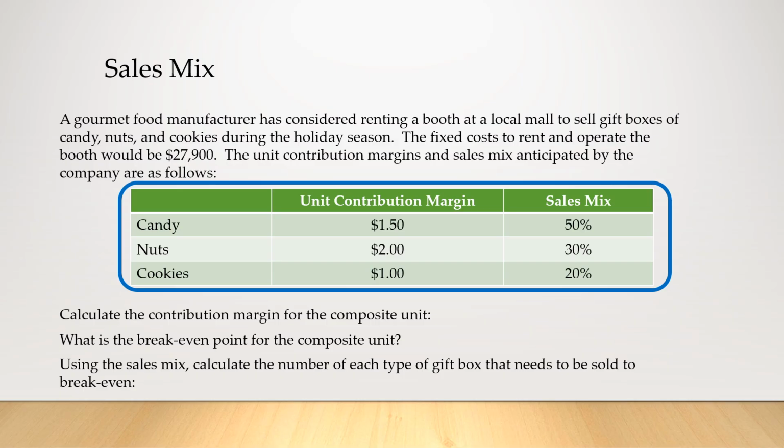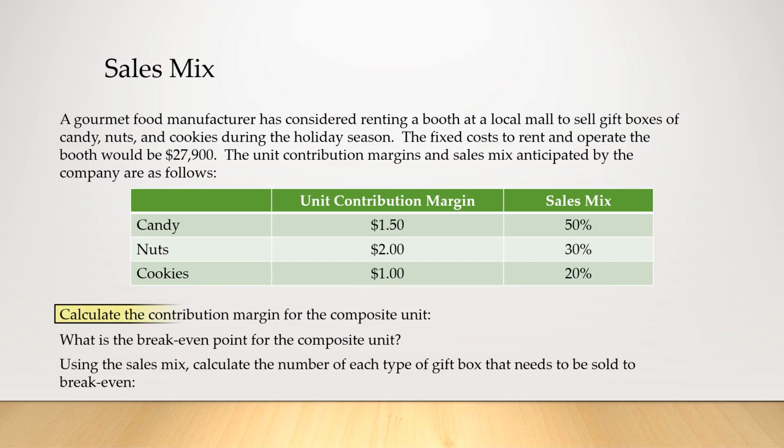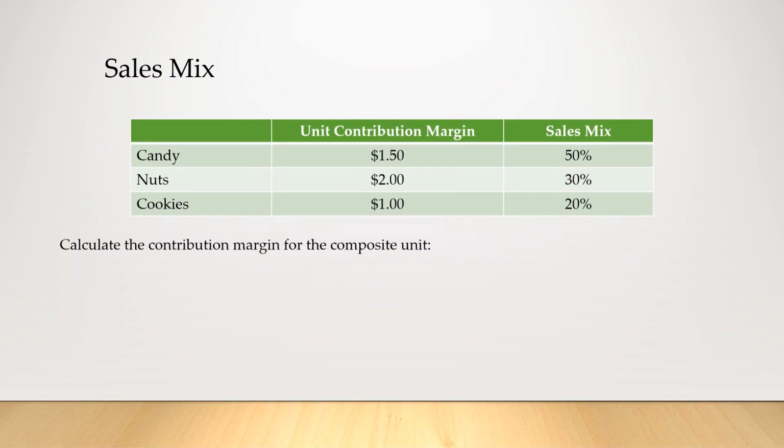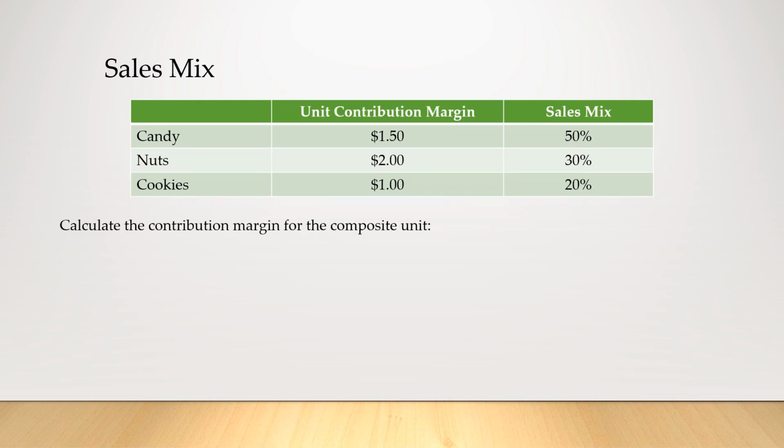Let's figure out how much of each gift box we need to sell to break even. We'll start by calculating the contribution margin for the composite unit. The composite unit doesn't actually exist. It is a sort of hypothetical unit we create based upon the sales mix percentages, presuming those percentages will remain consistent from one year to the next.